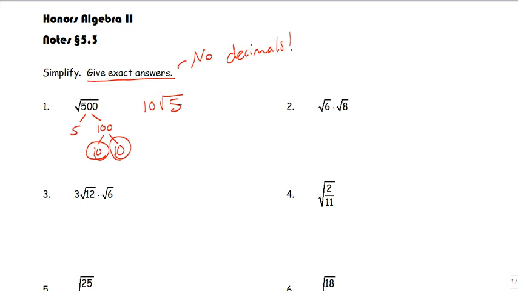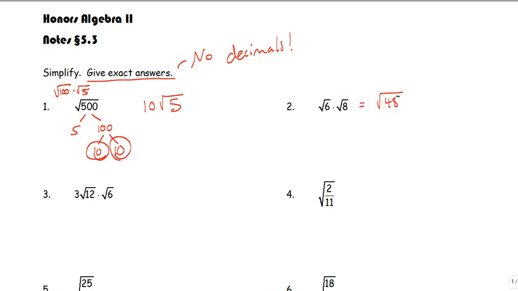Basically what's happening is that you can rewrite this as the square root of 100 and the square root of 5. And the square root of 100 is 10, so it's 10 root 5. But if you don't know what your perfect squares are, you can branch it out all the way, circle your pairs, and then simplify. Alright, so if you have two radicals and you're multiplying, you can multiply them.